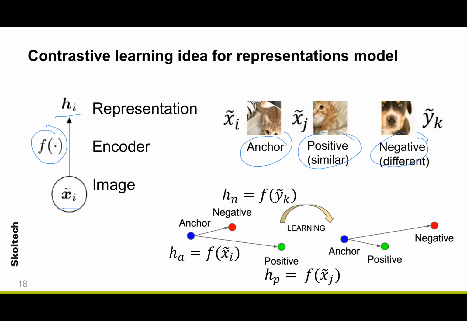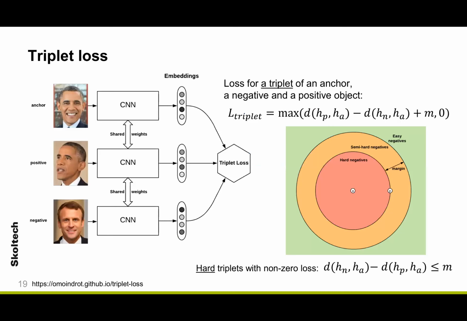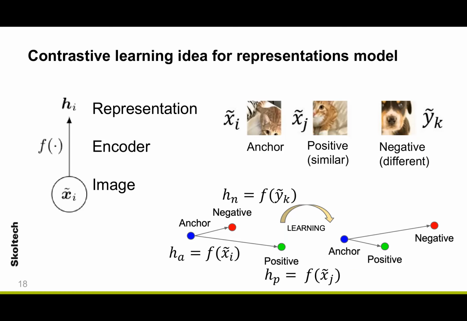So if we have these embeddings of anchor, negative object, and positive object, we want the distance between anchor and positive to be small, or similarity to be large. And for the pair of anchor and negative object, the distance should be large, because they are different objects. And so after learning, we should observe something like this. And okay, how can we do this similarity learning? This is metric learning, distance learning.